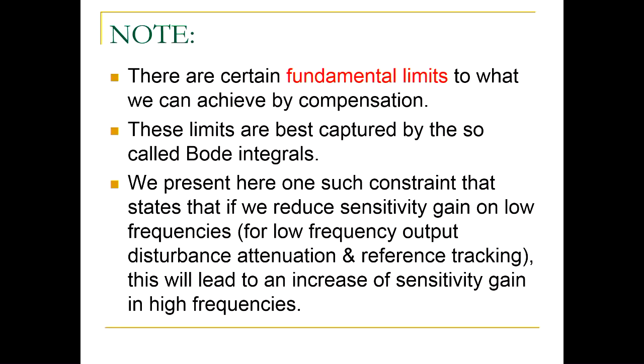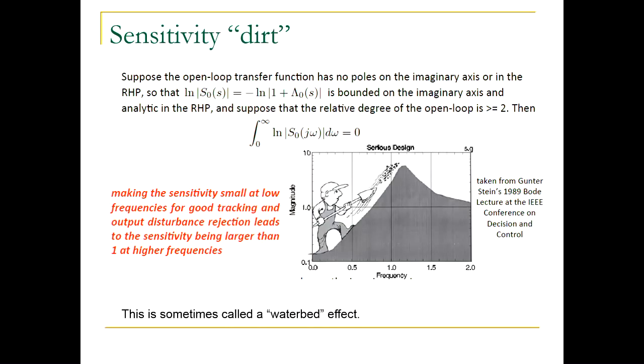All right. So what does this constraint that we will consider state? Well, it states that if we reduce sensitivity gain, we're talking about the sensitivity transfer function, not open loop gain, on low frequencies, and we would like to do that for low frequency output disturbance attenuation and reference tracking, this will lead to an increase of sensitivity gain at high frequencies, which means that we will be more sensitive to some disturbances at high frequencies, right? Or we will not have tracking of high frequency reference signals, right? So there is a fundamental limit to this, and it's really well captured by this picture.